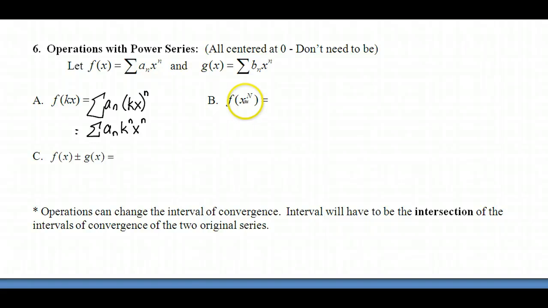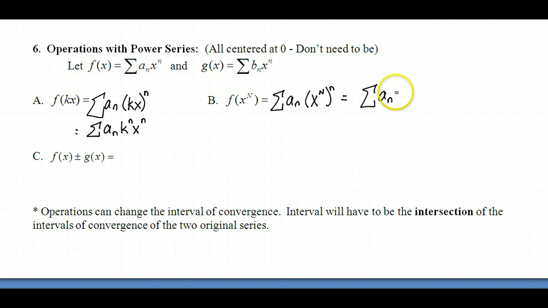For b, if I'm going to plug in, instead of just x, like here for f of x, I want f of x to the power of n. Same situation. We have our summation, it's a sub n. In place of x, this tells me it's x to the power of n, to the power of n. And now we know that power to a power, we multiply. It's the summation of a sub n times x to the power of n times n.